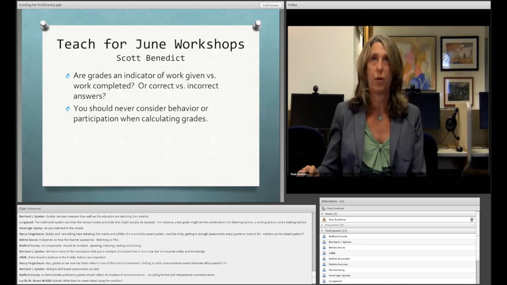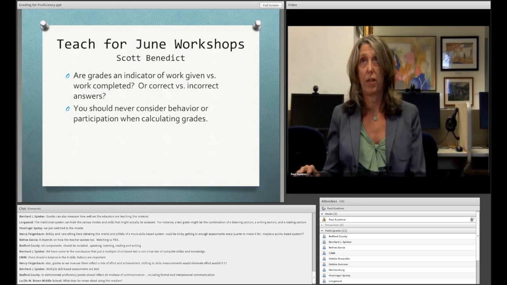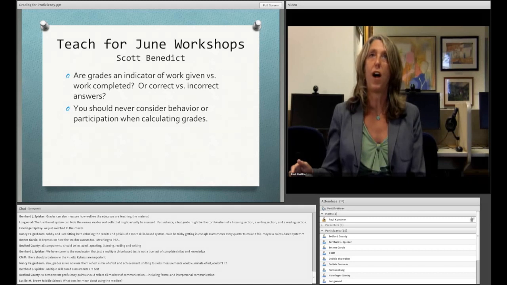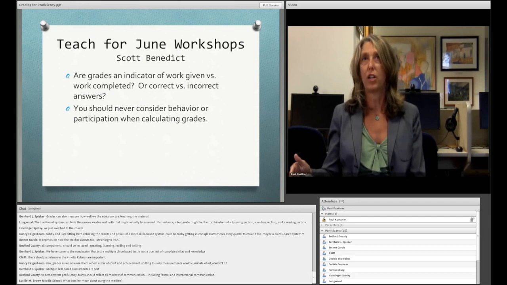Never consider behavior participation when calculating grades, and that is hard to do because part of what K through 12 teachers are tasked with is teaching certain citizenship skills, like working well with others and showing up on time and having your materials. So if one were to follow the advice of Scott Benedict, one would have to figure out other ways to communicate this important information, whether it's a written addendum to your grades.